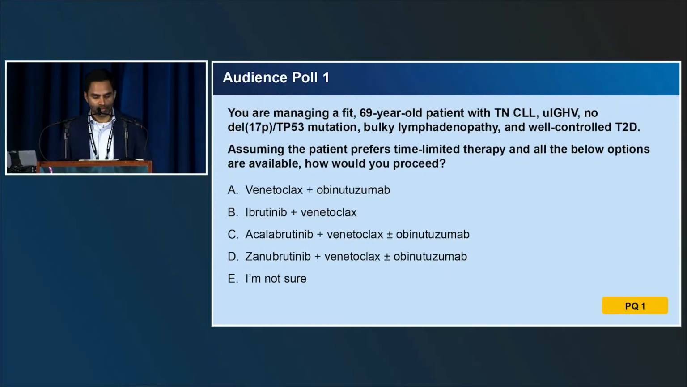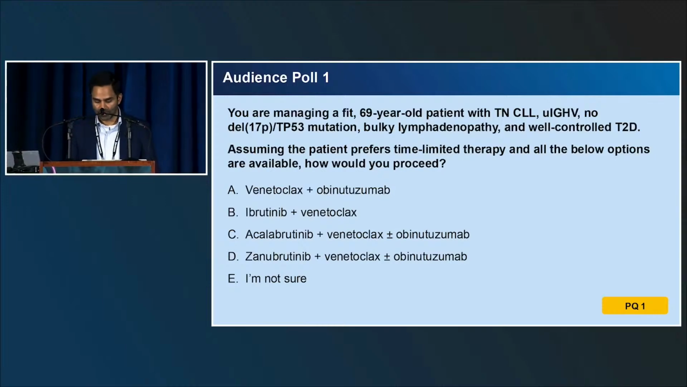Great. So the most common answer choice here was A, venetoclax and obinutuzumab, which makes a lot of sense. That's a regimen we've had for quite some time. But then we see here some preferences to incorporate a BTK inhibitor as well. So we'll talk about the data that helps us to inform that choice in a moment.